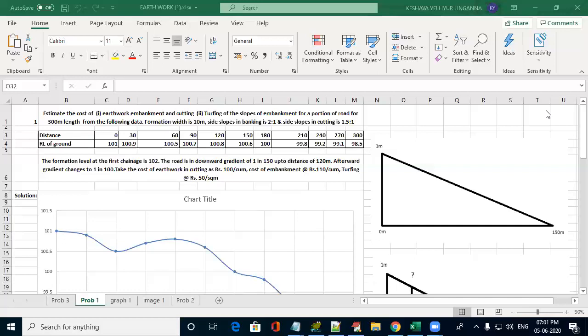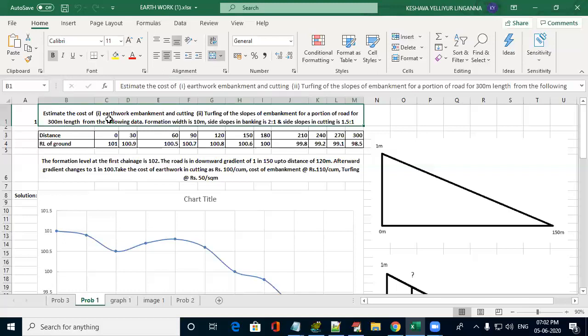Whichever the method is specified in the question, that you have to opt for. In the given question which I have taken now, they have not specified any of the methods. In this case, you can opt for any method. Here I have chosen the first method, that is mid-sectional area method, where mean depth is taken for the calculation of earthwork. Let us start with the problem.